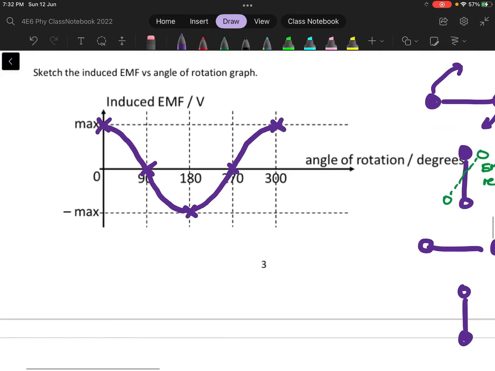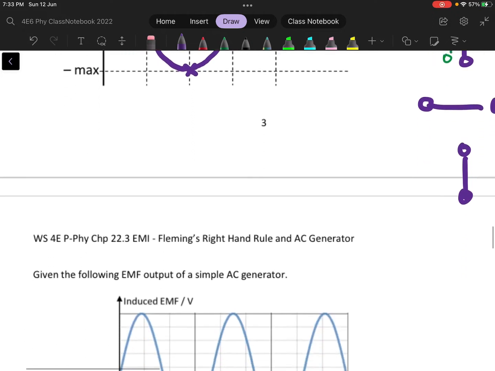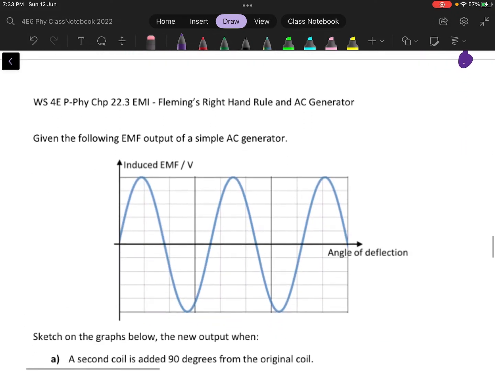You should also read up the textbook and refer to the SLS. You will know that the faster you spin the coil, the more EMF you get because of conservation of energy, right? The faster you spin, the higher the work done on the coil, then obviously you are going to get a higher output in terms of electrical energy. So we are going to use the next few examples to illustrate how the graph of EMF output versus angle of deflection changes as I give new conditions to the context.